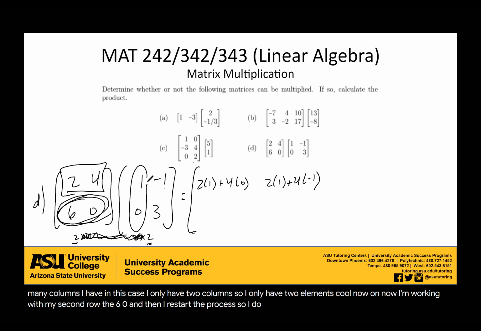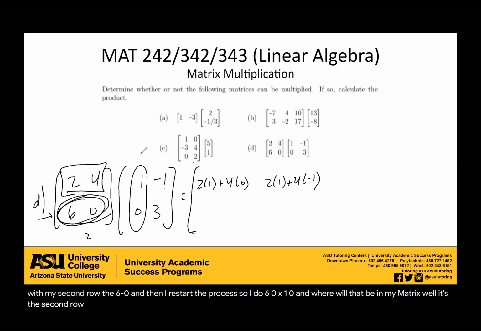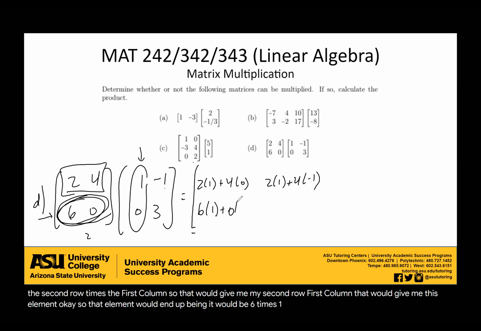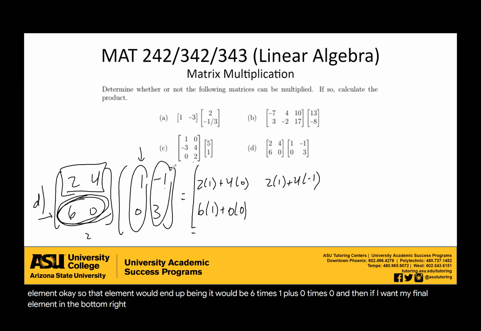So I do 6, 0 times 1, 0. And where will that be in my matrix? Well, it's the second row times the first column, so that would give me my second row, first column. That would give me this element. That element would be 6 times 1 plus 0 times 0. And then for my final element in the bottom right position, I multiply 6, 0 by -1, 3. So I have 6 times -1 plus 0 times 3.